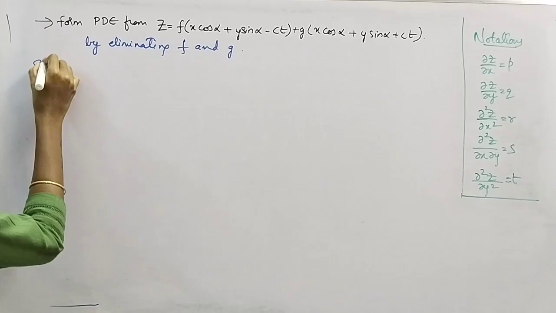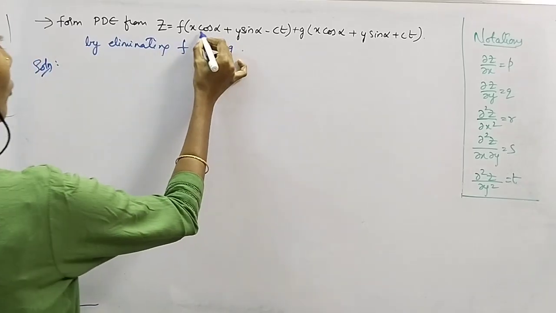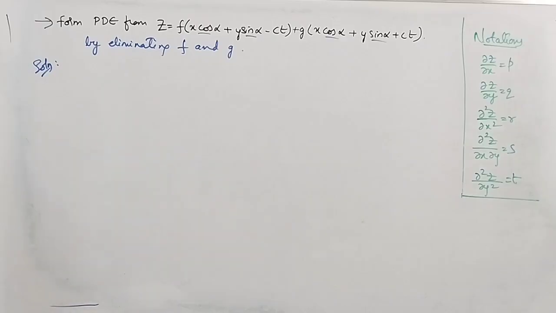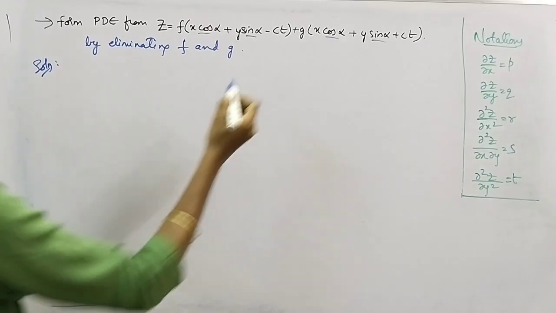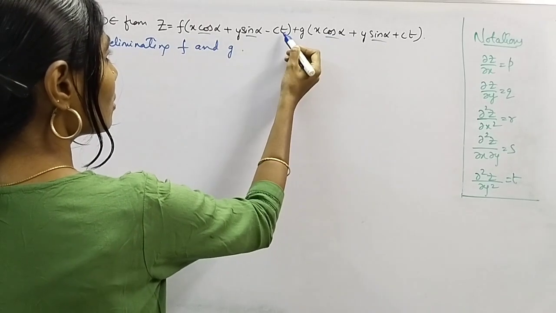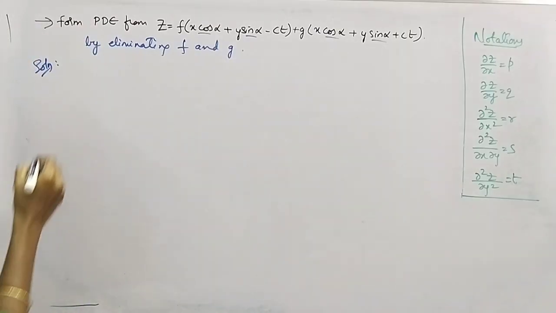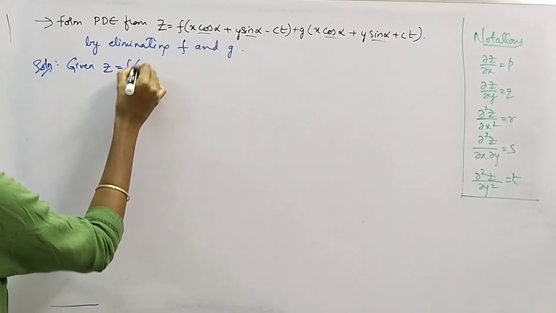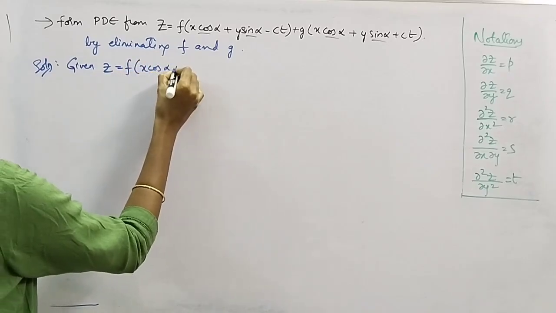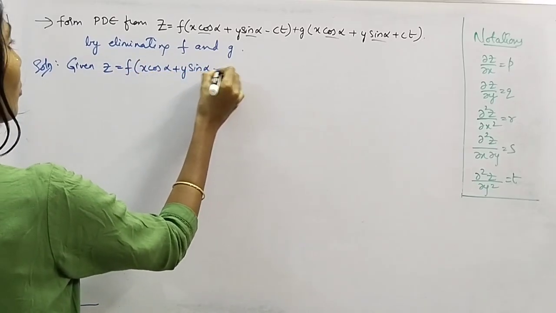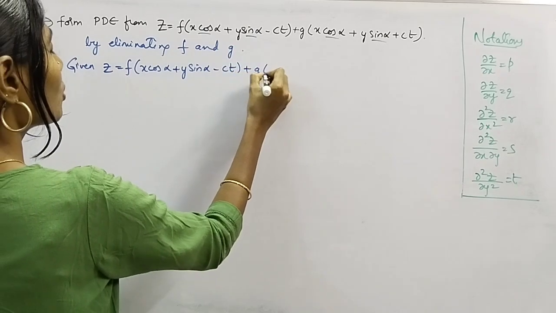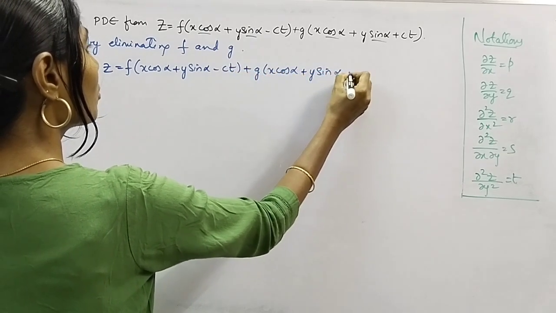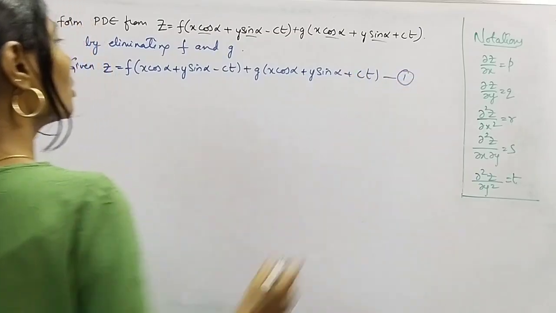So let's see. We have to notice that cos alpha and sin alpha can be treated as constants, and here c is also treated as a constant, t is a variable. Okay, fine. Now coming to the problem, given z equal to f of x cos alpha plus y sin alpha minus ct, plus g of x cos alpha plus y sin alpha plus ct. Consider this as equation number 1.